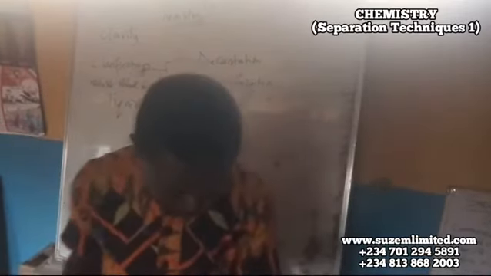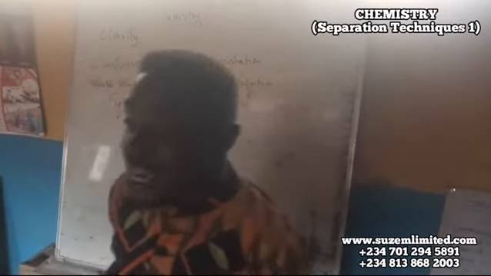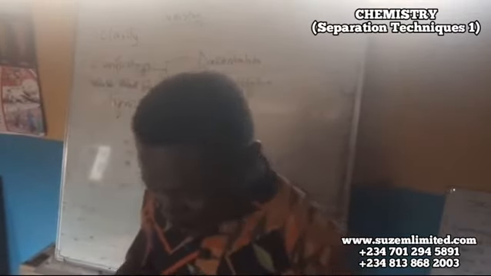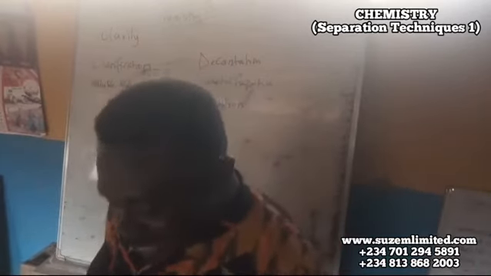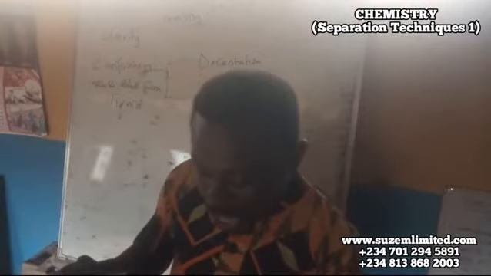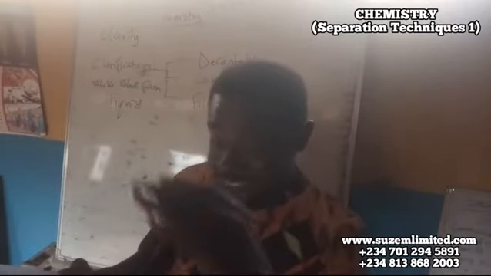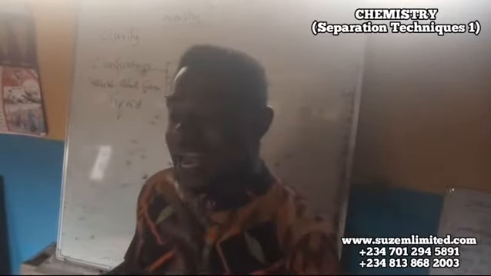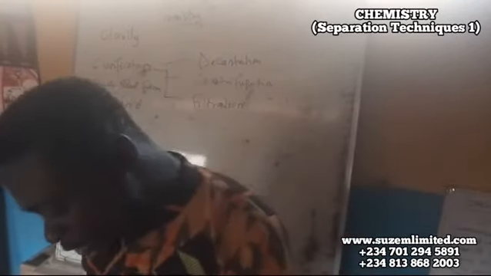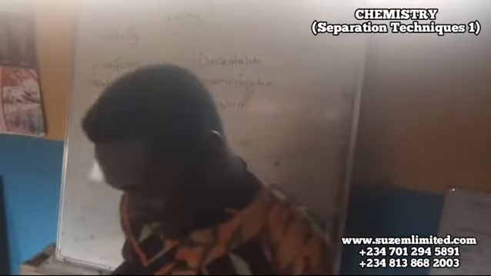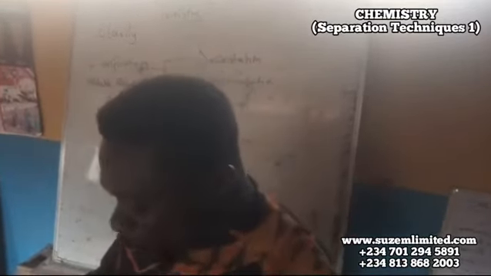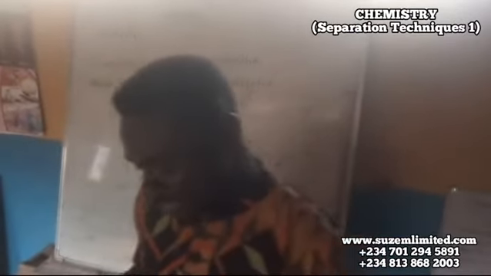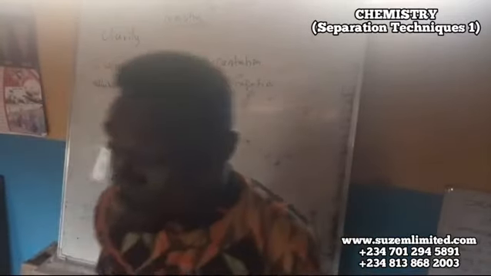So let's continue. In decantation, a mixture containing a liquid and solid particles separates into two distinct layers on standing: a lower solid layer and an upper clear liquid layer. Using a glass rod, the upper layer of clear liquid can be carefully poured out, or decanted, into a second container. This is a quick but inaccurate method of separating components of a mixture.